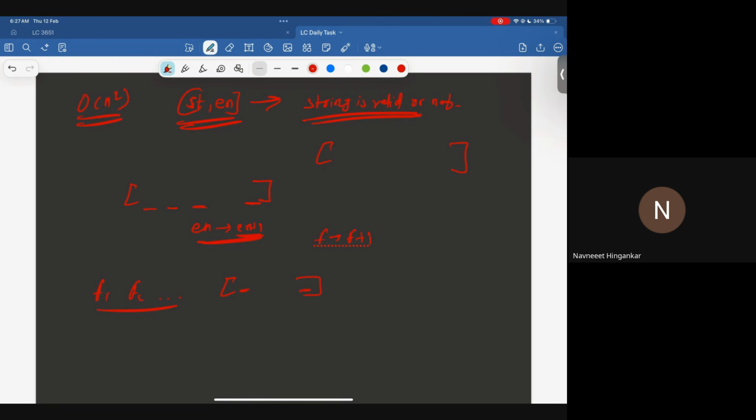So start, end, f, f plus 1. Okay, we'll try to suggest something else. All we need to check is if f1 equals f2 equals f3. So the moment we count the frequency, I need to check if those are equal or not. How to do this efficiently?